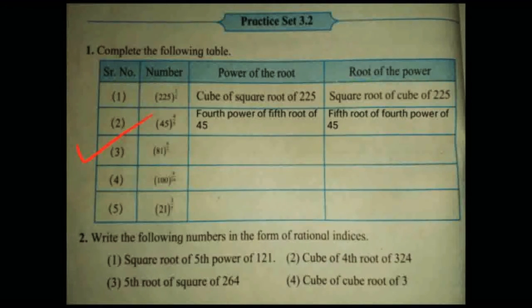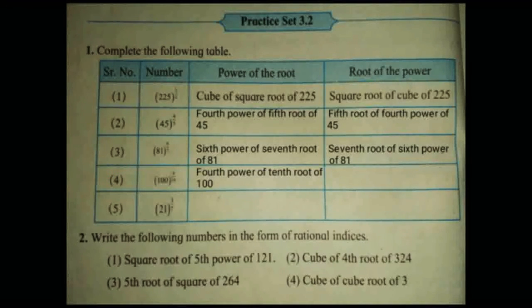After teaching first and second sum, from third sum we will do directly. Power of the root column you have to write sixth power of seventh root of 81. Root of the power column you have to write seventh root of sixth power of 81. Next, 100 to the power 4 upon 10. Power of the root column you have to write fourth power of 10th root of 100. Root of the power column you have to write 10th root of fourth power of 100.